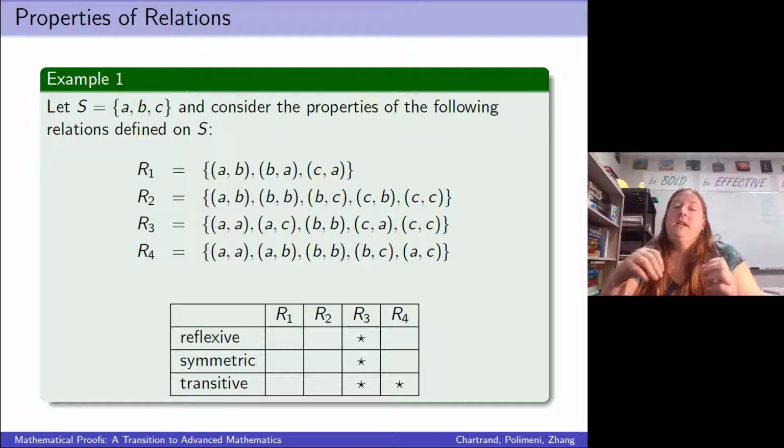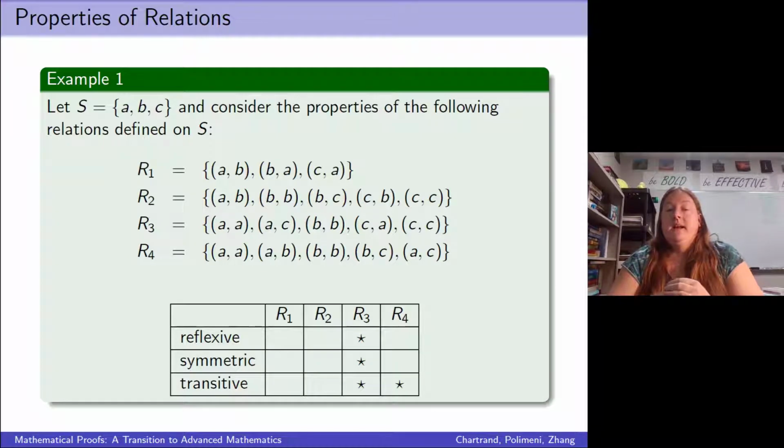Now, to determine if any of these relations are reflexive, remember reflexive means that A needs to be related to A, B needs to be related to B, and C needs to be related to C. So that means ordered pairs AA, BB, and CC need to appear in the relation. And the only one that satisfies having all three of those ordered pairs present is relation 3. So relation 3 is reflexive. Relations 1, 2, and 4 are not. Reflexive is the easiest thing to check of these three.